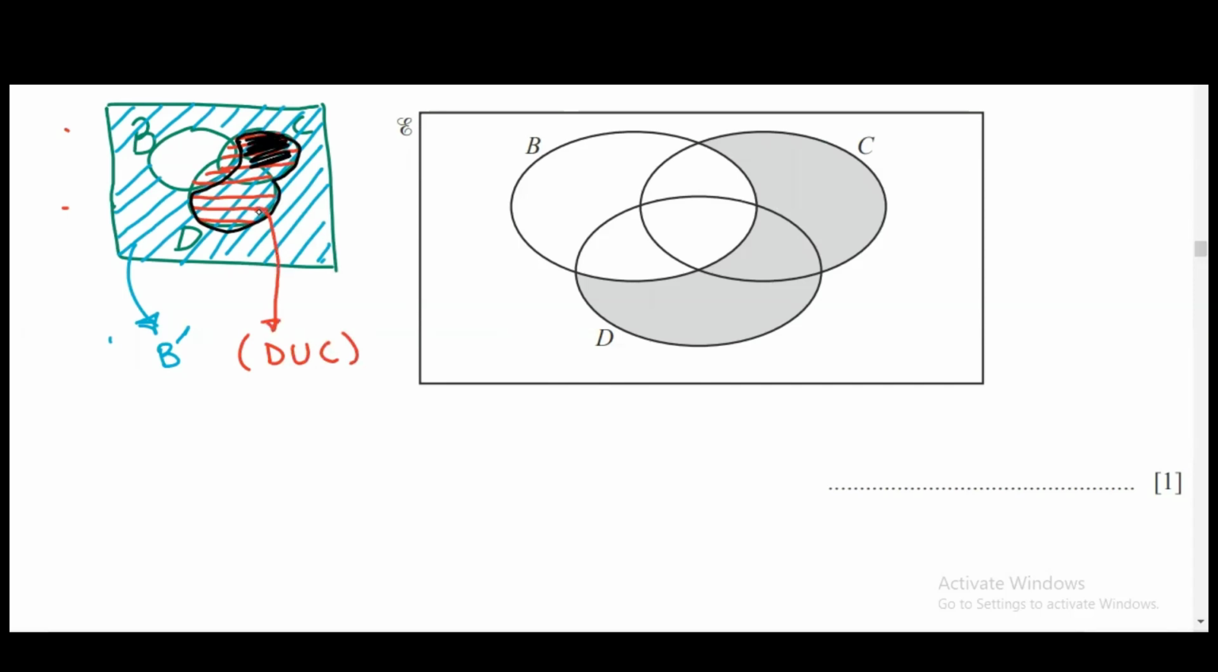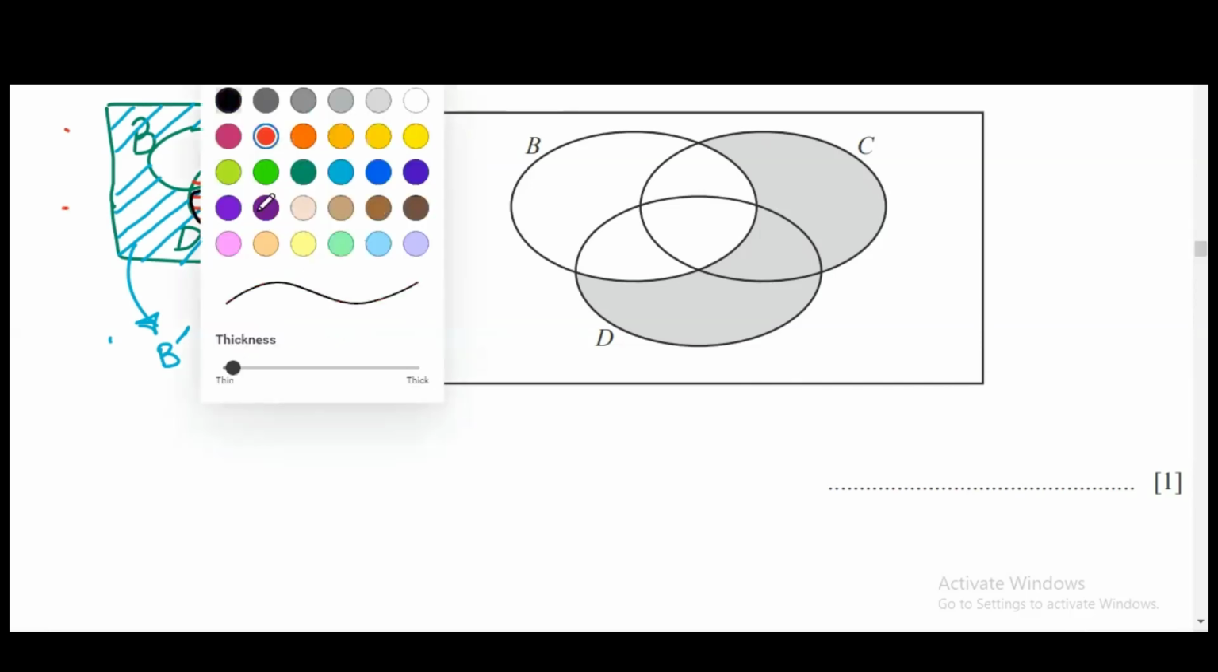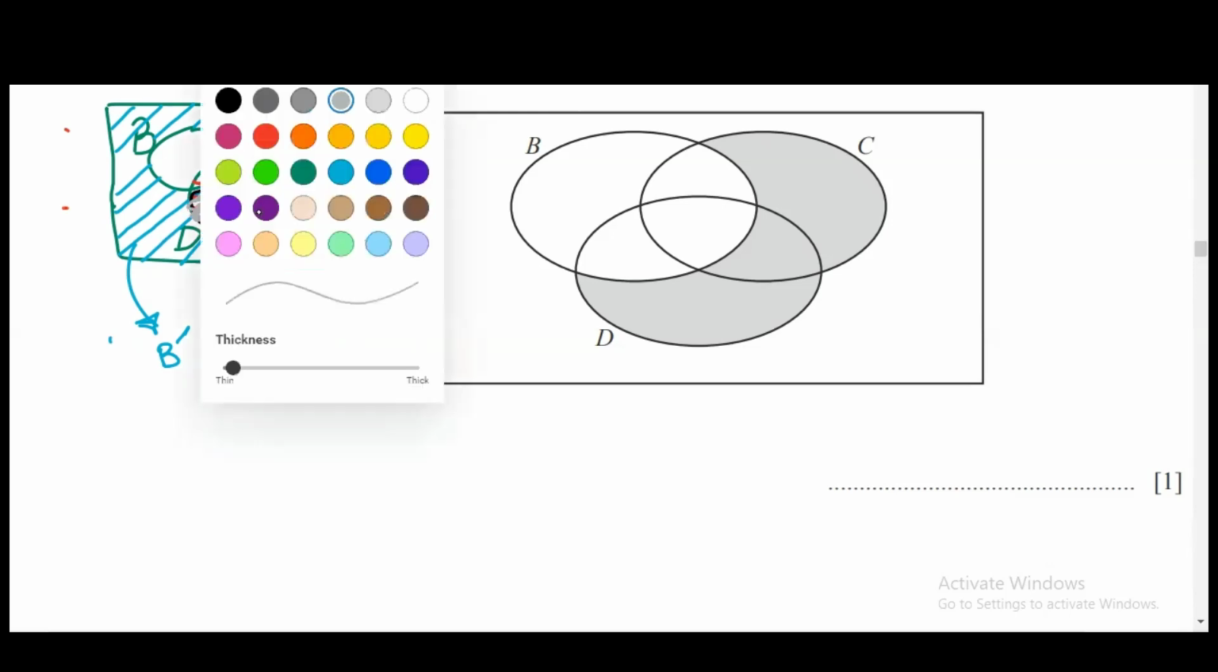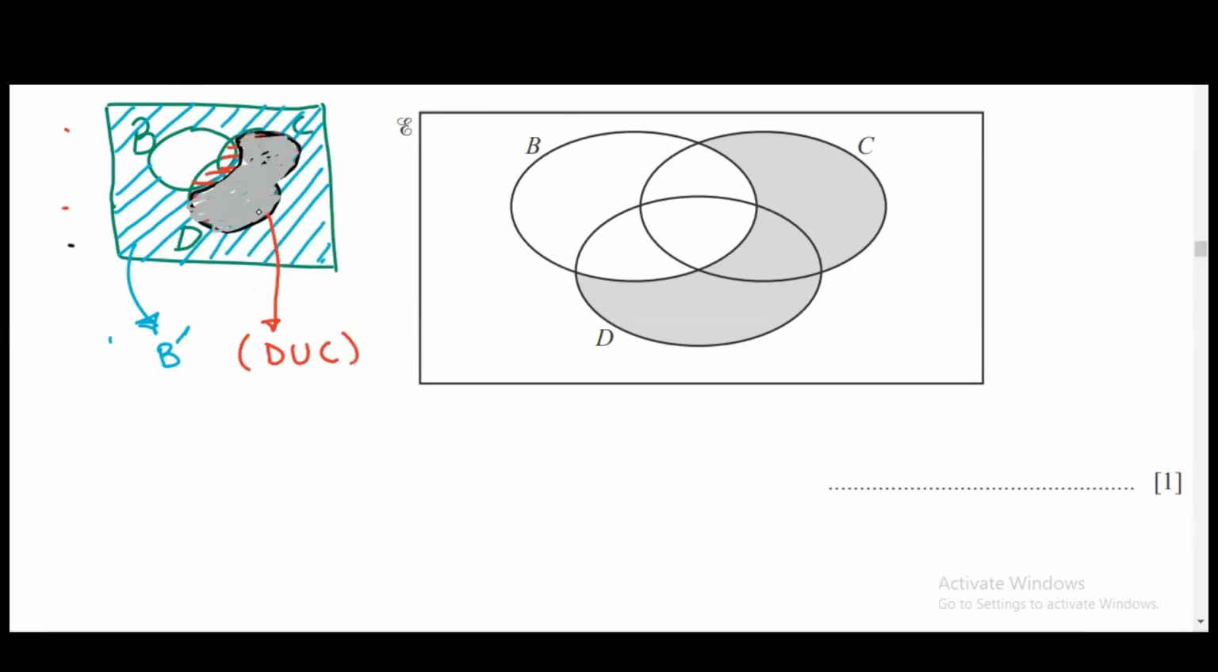And the common region, the common part of the two different colors, red and fawn. Common means intersection, so write down the symbol of intersection here. So the shaded region is represented by B complement intersection D union C, or we can say D union C intersection B complement.